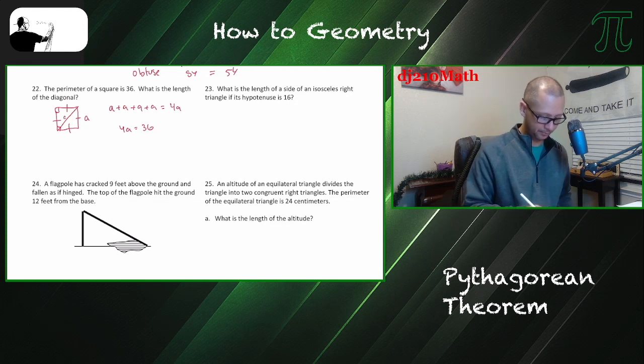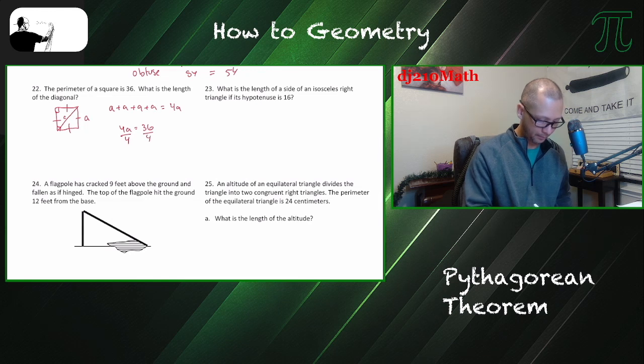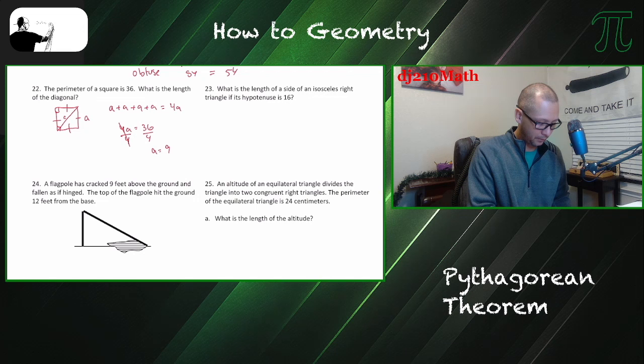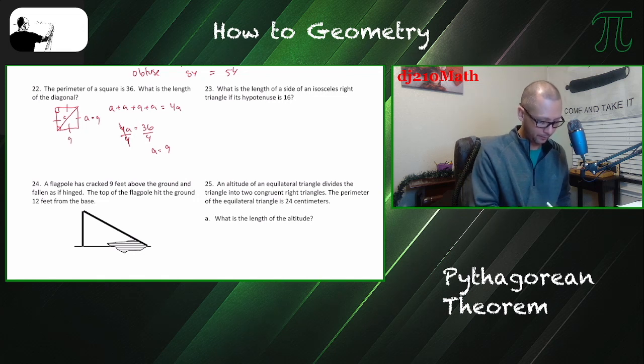Let's figure out what A is. So divide both sides by 4 to solve for A. And A is equal to 9, because 36 divided by 4 is 9. Okay, so if this is 9 and this is 9, the diagonal is going to be equal to the sum of the squares of the legs.